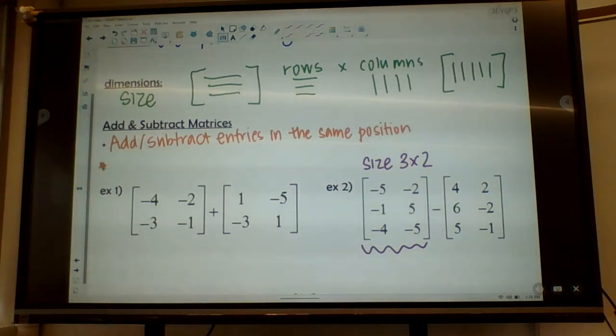Another important thing to know is you can only add or subtract matrices that are the same size.